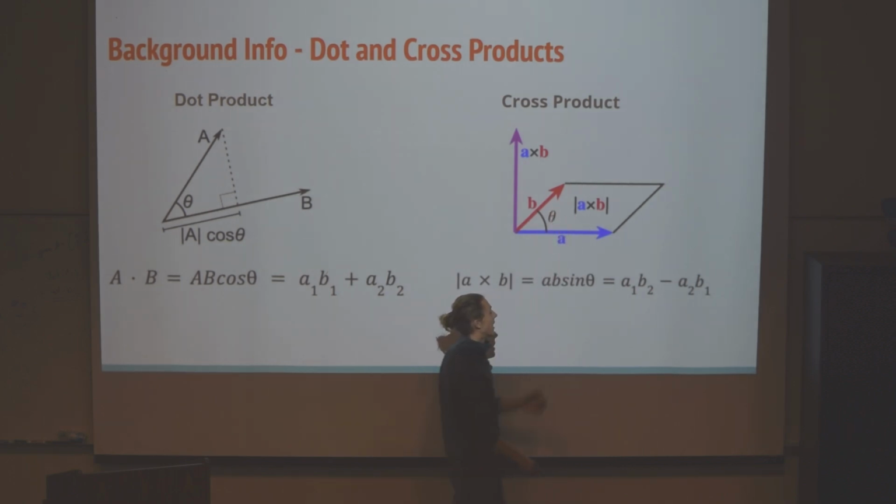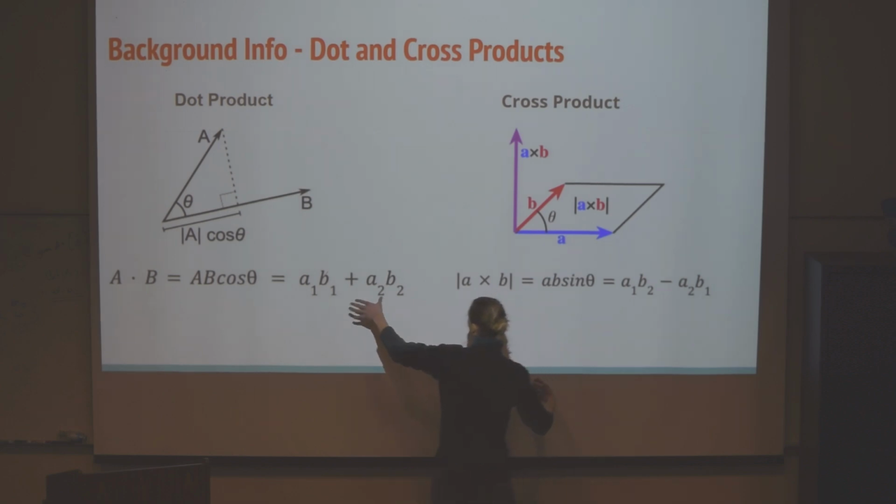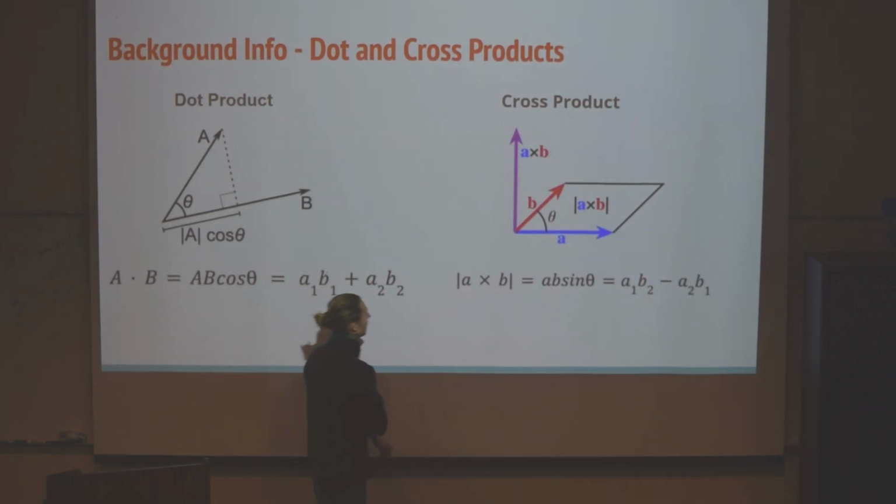It's this exact area. So when we write it out, the magnitude of my outputted vector is the equivalent of just AB sine theta, similar to AB cosine theta. And instead of adding the components, I'm going to subtract them, and I'm switching some of them around.